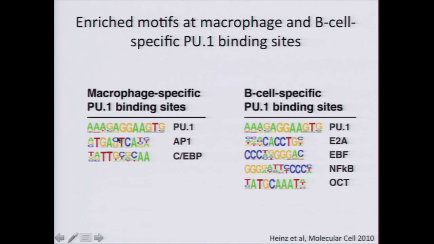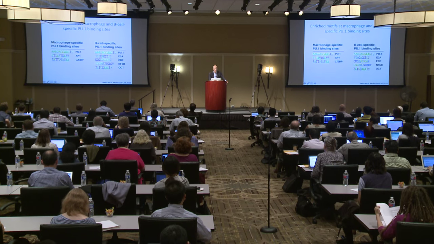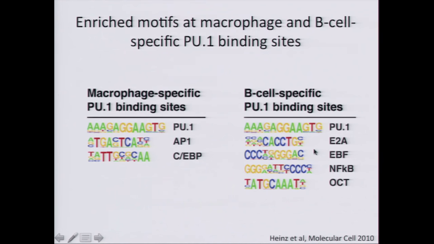However, in the vicinity of the macrophage-specific PU.1 binding sites, Chris found that motifs for AP1 and CEBP transcription factors were highly enriched. And of course, this was very exciting to us because we knew from prior genetic studies that AP1 and CEBP factors were required for macrophage differentiation. And conversely, on the B cell side, what was found in the vicinity of PU.1 binding sites were the motifs for other lineage determining factors for B cells.